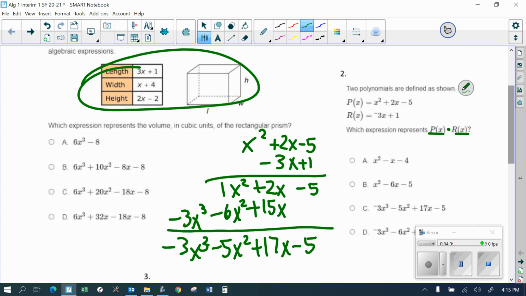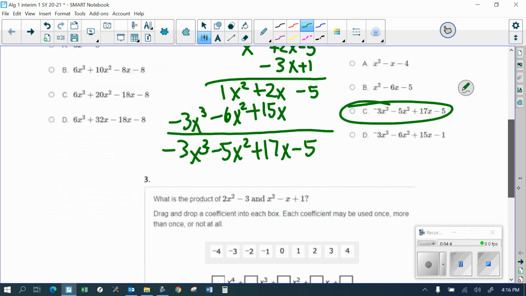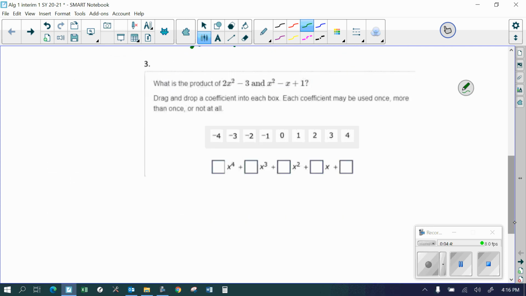So I'm looking for that answer. There it is, C again. Wow, that's not too smart to put C, because a lot of you will guess C. Okay, what's the product? Here we have multiplication again.